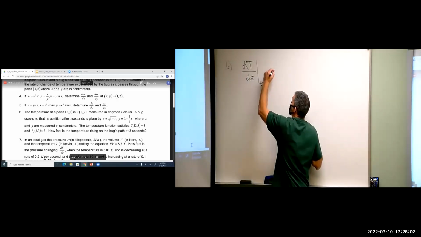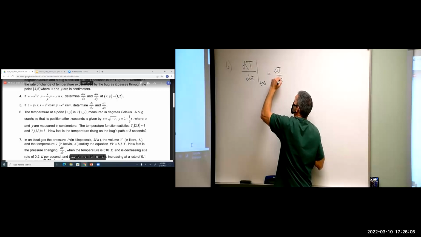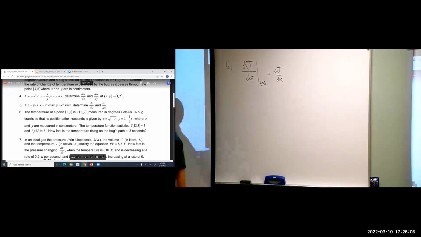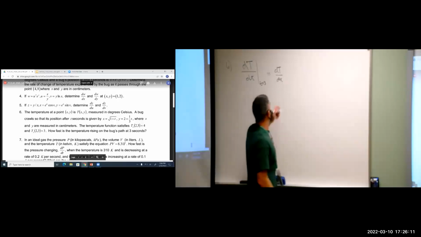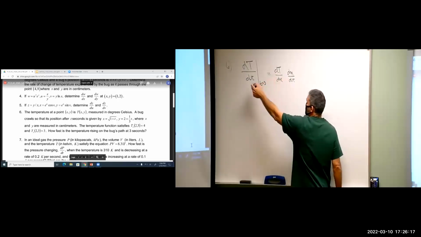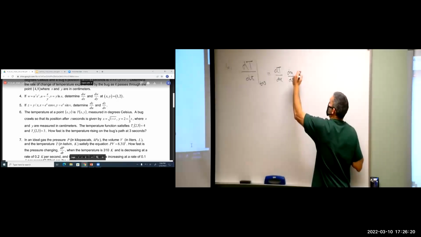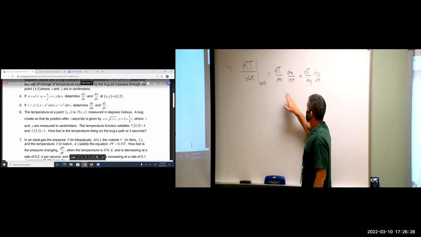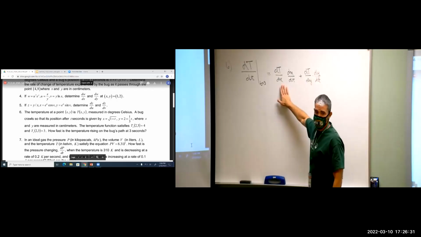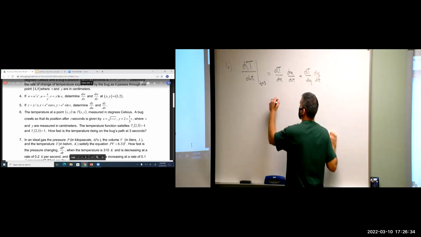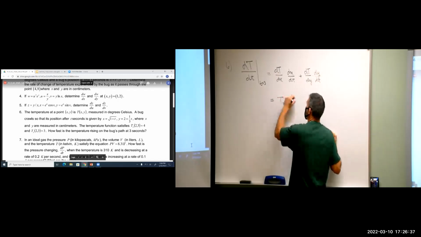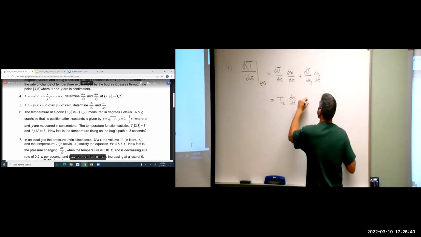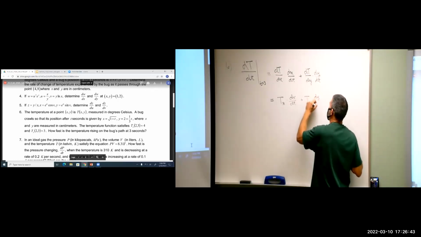Well, here's what we know we can do. We can do dT/dx, right? Because capital T is in terms of x and y, so we can do dT/dx, and that can be multiplied by dx/dt. And there's that, cancel the dx's, dT/dt. Same thing with the y, dT/dy times dy/dt. Now, we have a couple of notations for this. Another way I could have written that is T sub x times dx/dt plus T sub y times dy/dt.